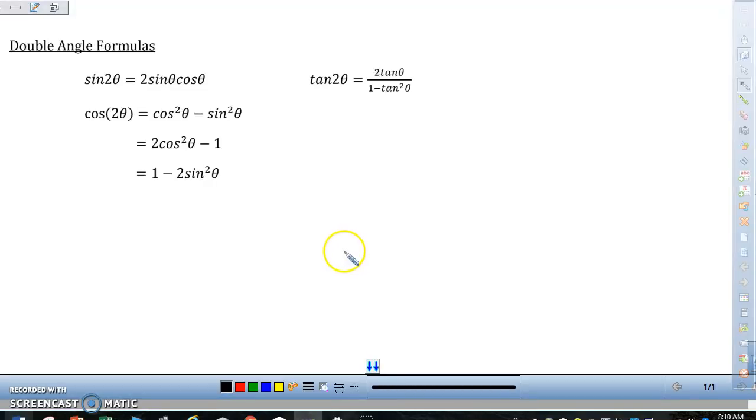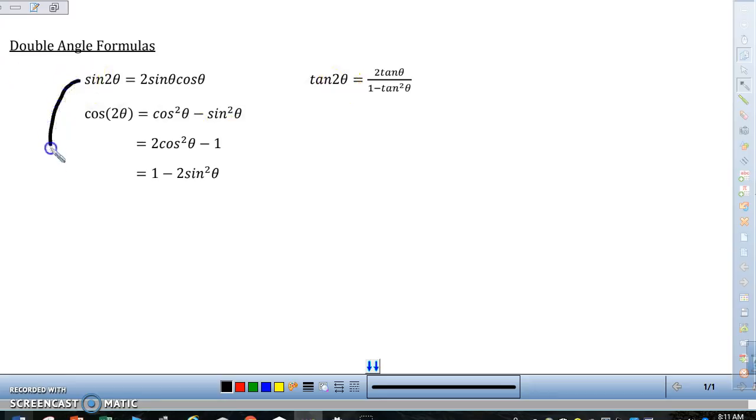This is lesson 5.3 regarding the double angle formulas. If you take out your chapter 5 formula sheet, you'll see these formulas listed here at the bottom of your sheet. Notice how we're doing the sine of 2 theta, cosine of 2 theta, and tan of 2 theta.